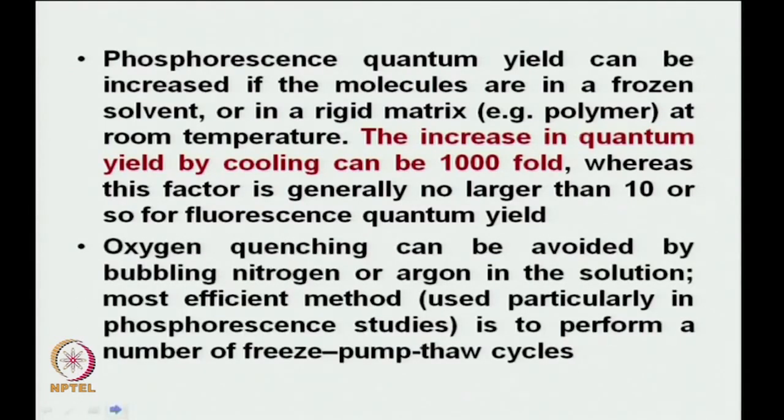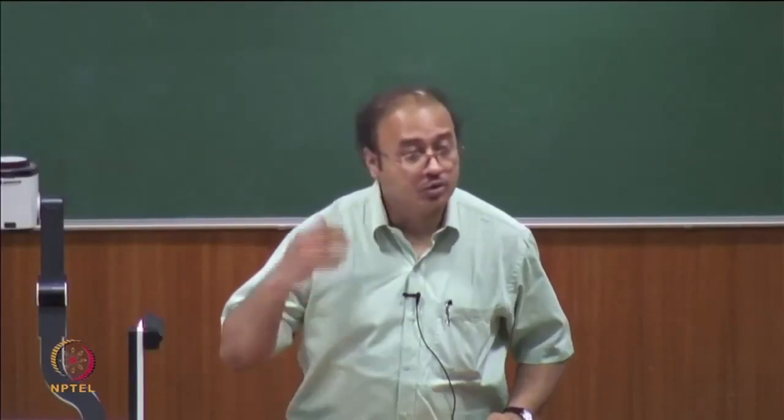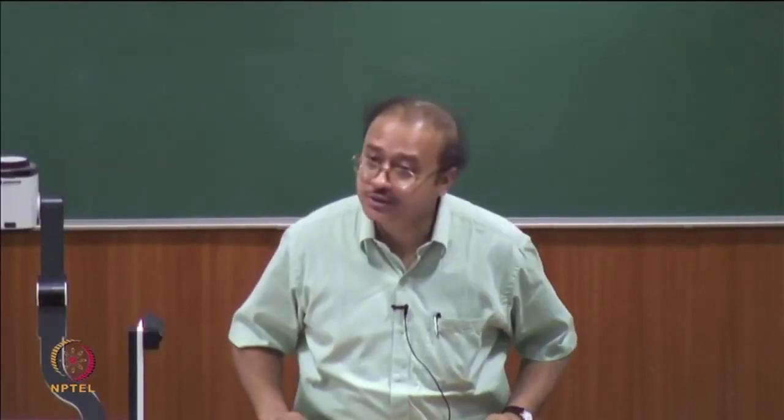Now, oxygen quenching, as I said, can be avoided by bubbling nitrogen or argon in the solution. The most efficient method, used particularly in phosphorescence studies, is to perform a number of freeze-pump-thaw cycles. That means you freeze the solution, you thaw it, you freeze it again, you thaw it, you do it 4 to 5 times, and that is one of the best ways of getting rid of all dissolved gases in the system, and then you use it. This is especially done by groups who really have to worry about oxygen quenching, right?